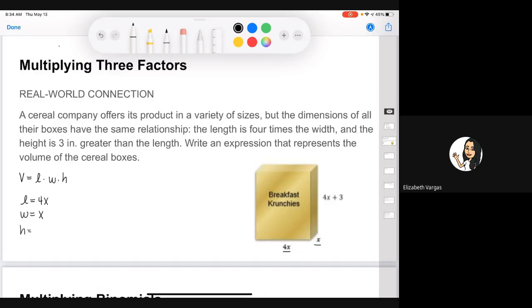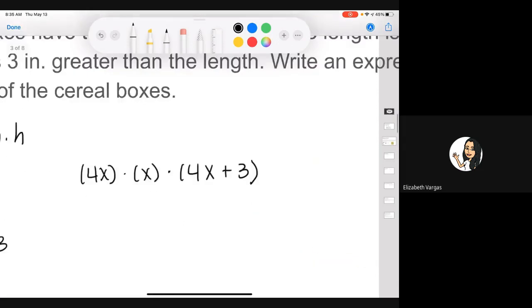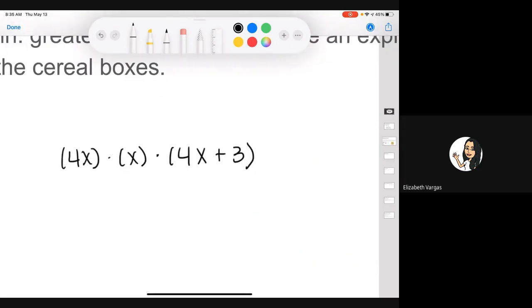And then our height is going to be equal to 4x plus 3. Right there. So we're just multiplying those together. So 4x times x times (4x plus 3). That is going to go ahead and give us our volume. So we want to go ahead and simplify this so we can write an expression that will give us our volume. And so here we want to use the distributive property because we're multiplying all these different parts together.